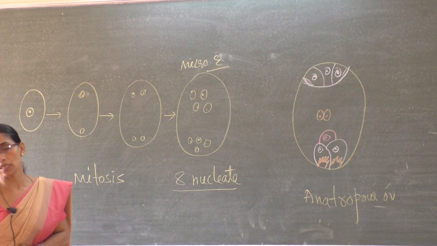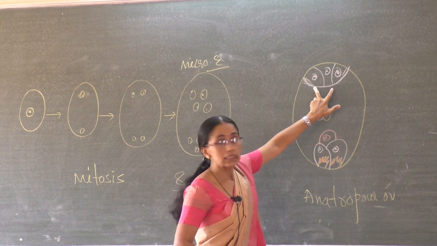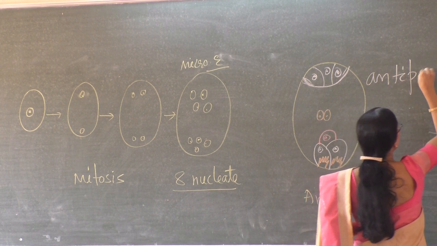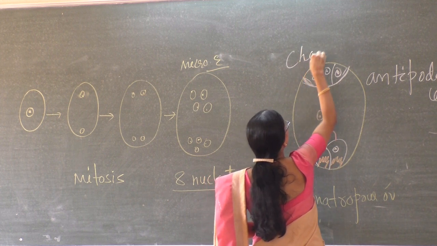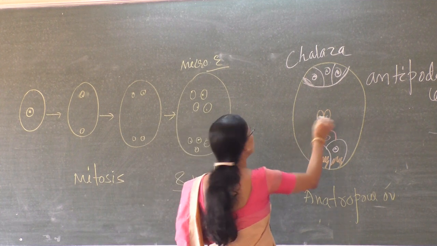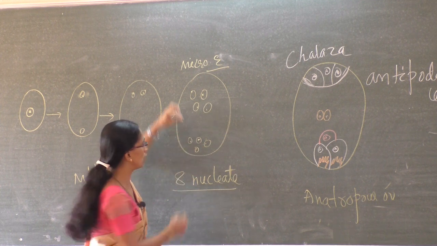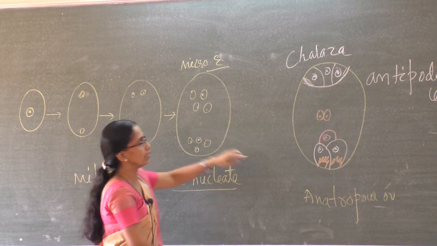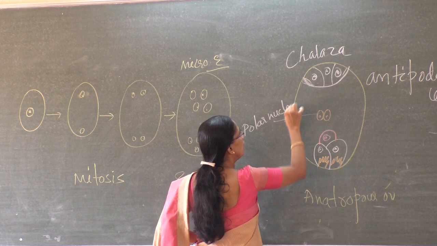cell wall formation begins between the nuclei, thus resulting in 3 cells which are called antipodal cells. Antipodal cells are the cells closer to the chalaza. Imagine these 3 nuclei move to one pole, these 3 nuclei move to another pole, and from the 2 poles one nucleus moves to the center. So these two are polar nuclei.